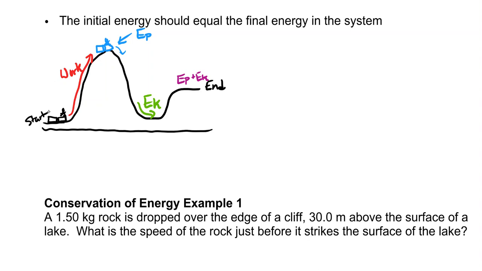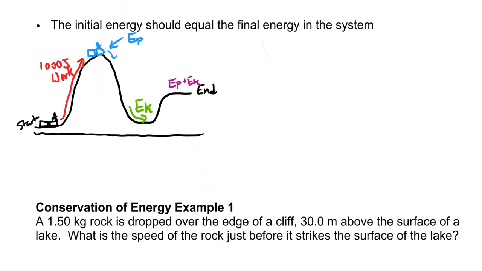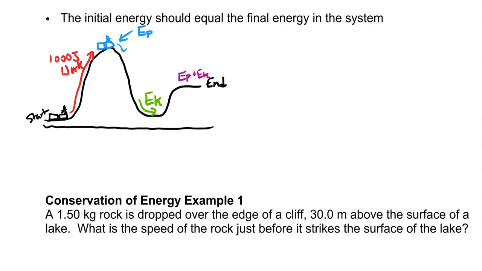Let's say that as we pull the roller coaster up, the amount of work that was done was 1,000 joules worth of work, okay? Because work is just energy. That's really all it is. So how much potential energy should we have at the top of this hill? Well, if we did 1,000 joules worth of work, then that means we should have 1,000 joules of potential energy.